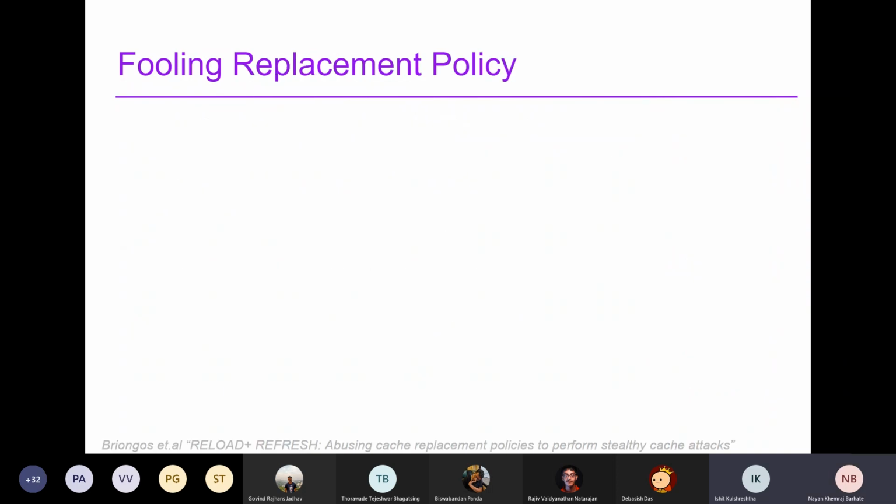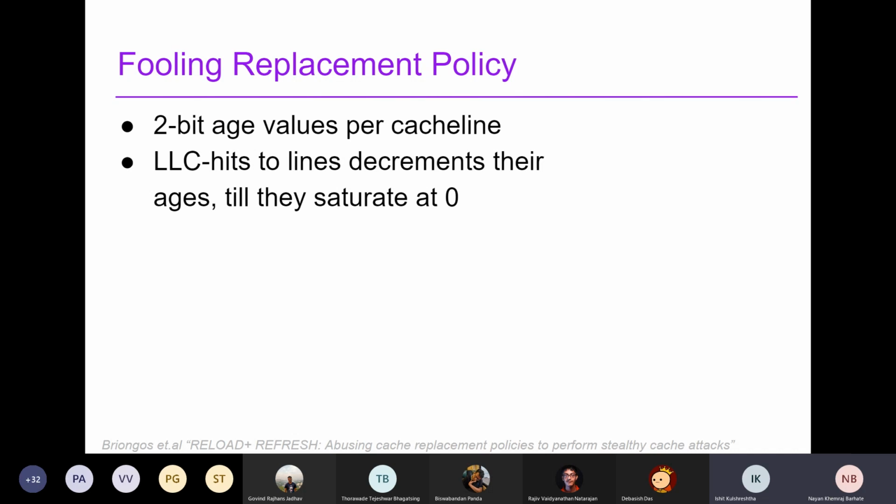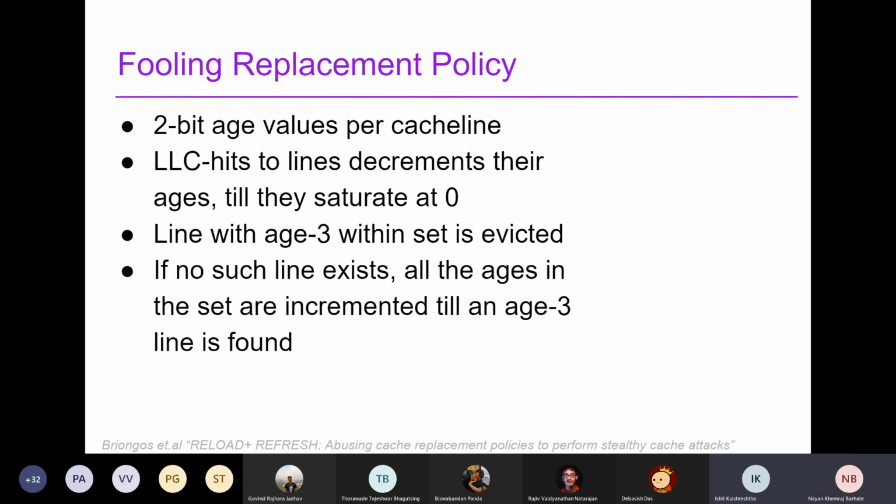Now fooling the cache replacement policy. Let's first see what the cache replacement policy is. This has already been presented by the first two presentations. Reiterating, in every cache line, we have a 2-bit age value. If we get a hit, we decrement it until it saturates at 0. If we want to evict from a set, an age-3 line will be evicted. If there are no age-3 lines, we'll increment every cache line until we get an age-3 line.